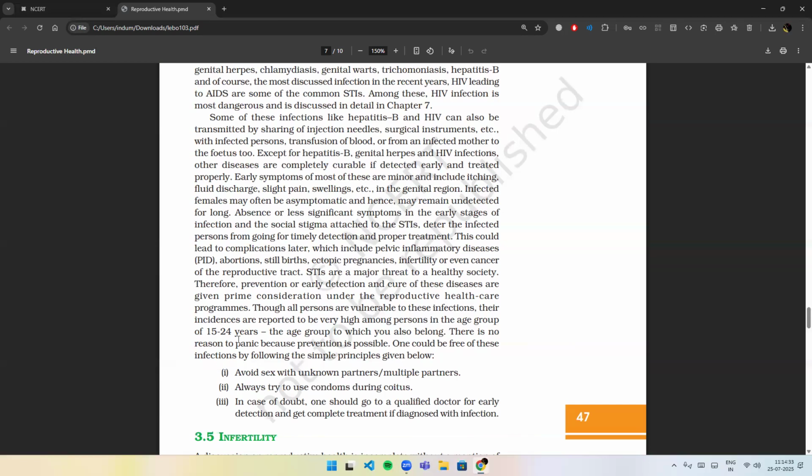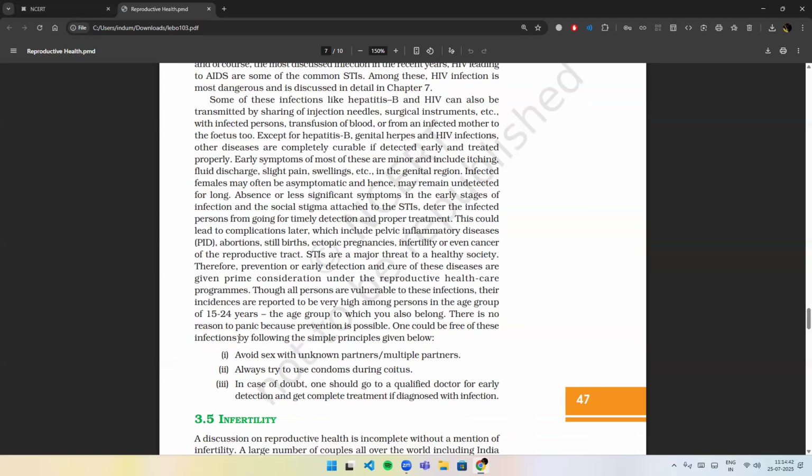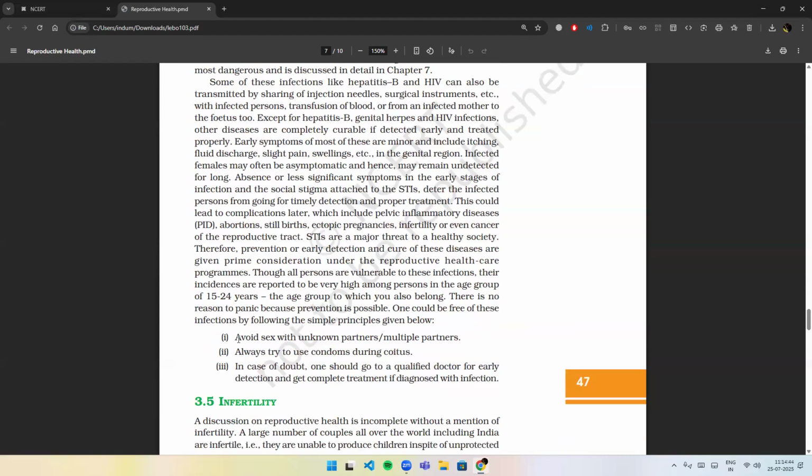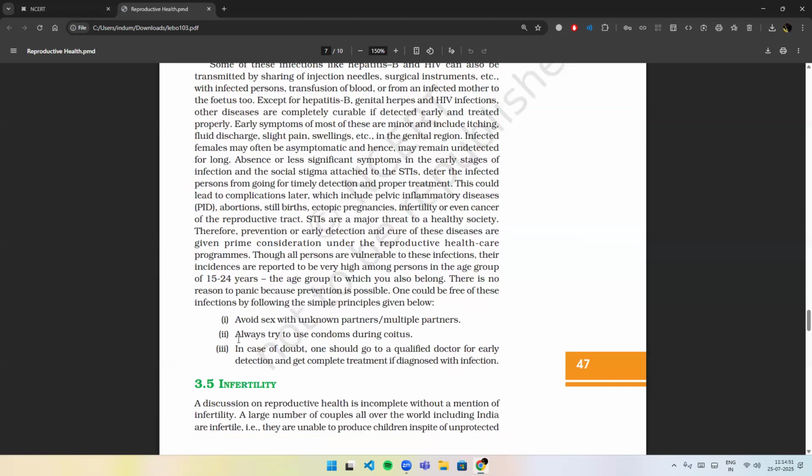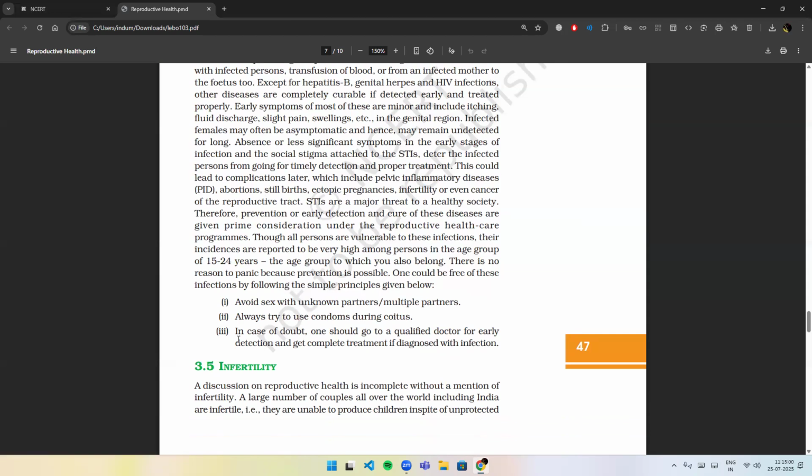Absence or less significant symptoms in the early stages of infection and the social stigma attached to the STIs deter the infected person from going for timely detection and proper treatment. This could lead to complications later, which include pelvic inflammatory diseases, abortions, stillbirths, ectopic pregnancies, infertility, or even cancer of the reproductive tract. STIs are a major threat to a healthy society. Therefore, prevention or early detection and cure of these diseases are given prime consideration under the reproductive healthcare programs.